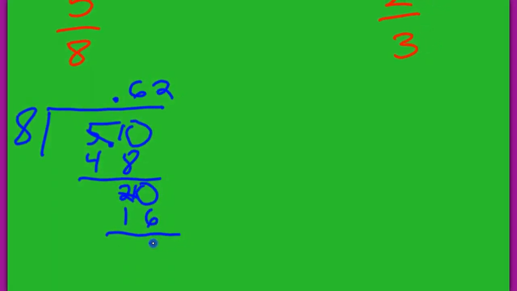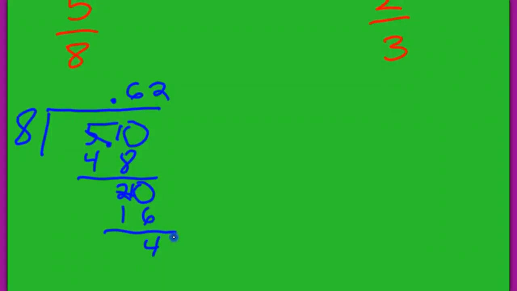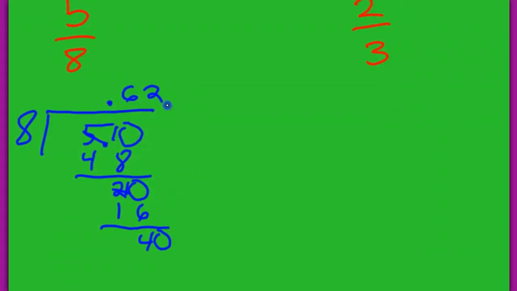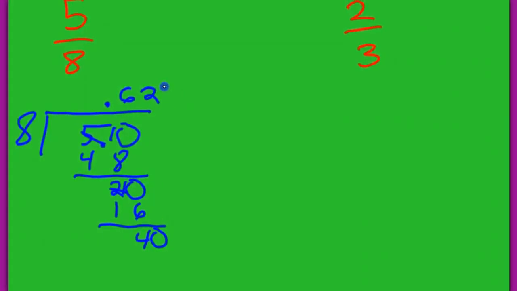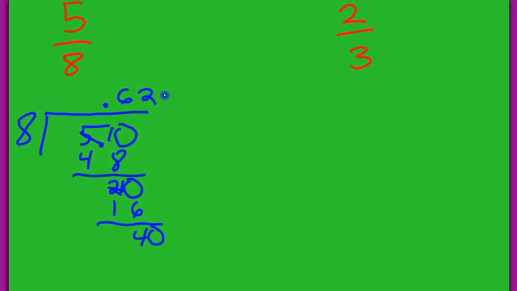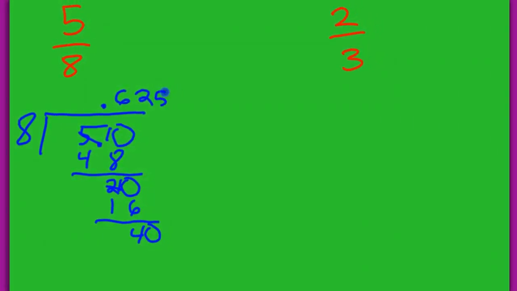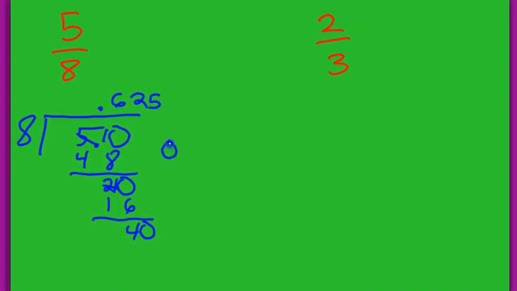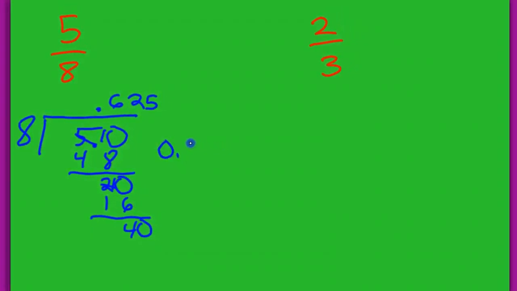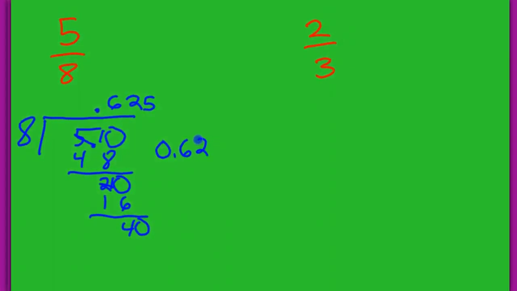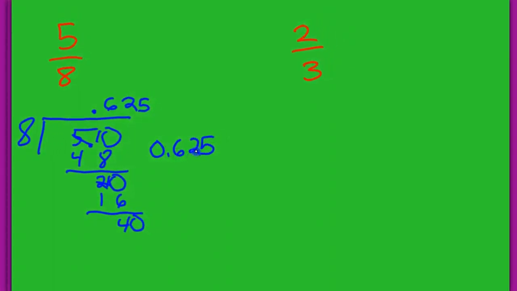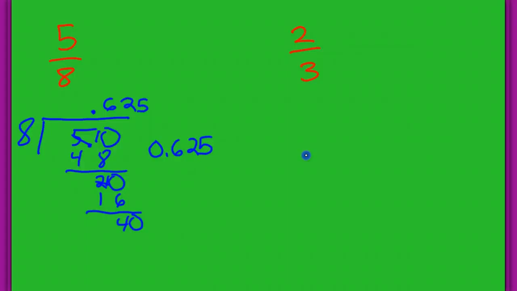10 minus 6 is 4. 4 is too small, so we're going to make it bigger by adding a 0. 8 goes into 40. 8 times 5 is, correct, 40. So there, I have just turned that fraction into a decimal. So 5/8 is the same as 0.625. Tenths, hundredths, thousandths. We'd say 625 thousandths.